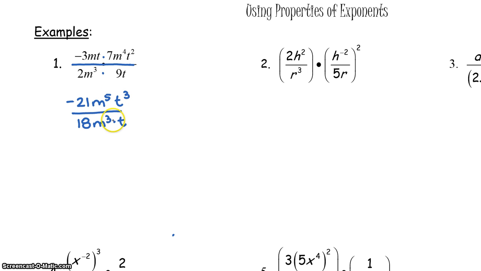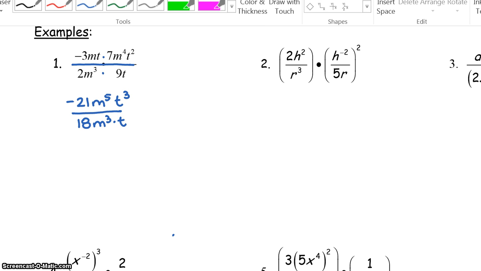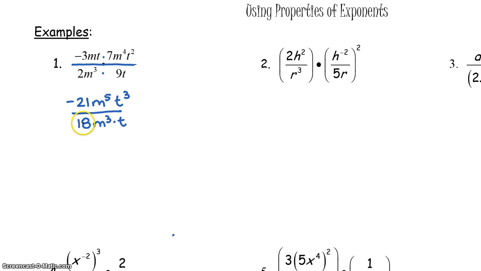Now I can go ahead and simplify as I choose. So looking at the numbers, negative 21 and 18, it seems like they have a number in common. And the number that they have in common is, do they have a number in common? 3. So we can go ahead and simplify negative 21 by dividing it by 3, and we get a negative 7. And I'm just going to do that so I don't forget. And 18 divided by 3 is the number 6.